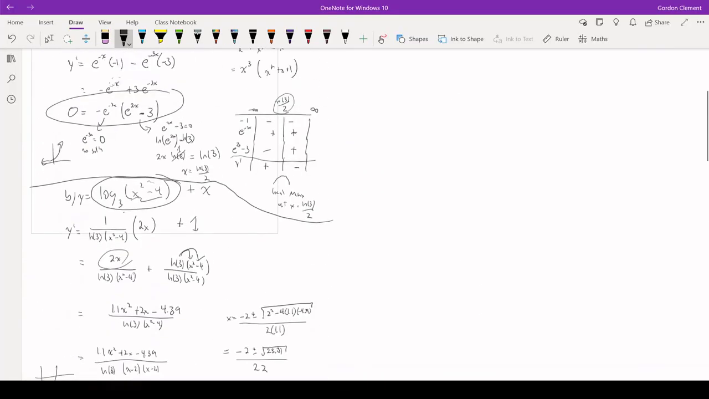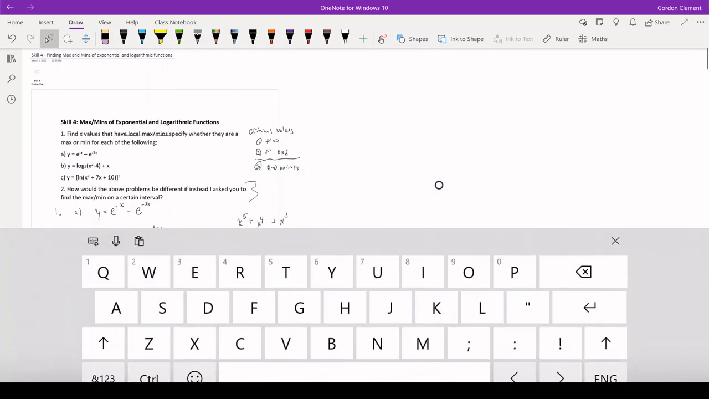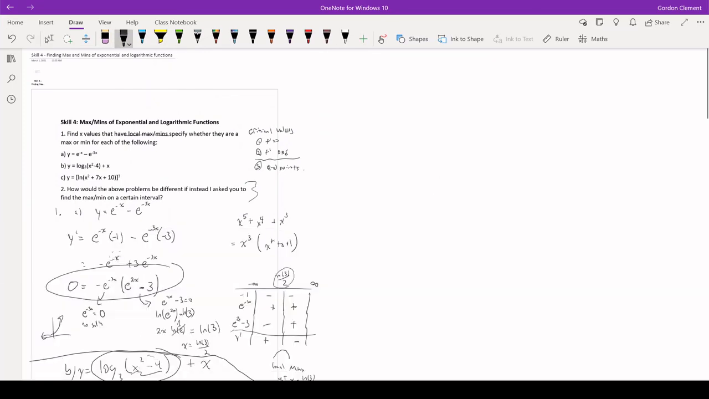Question 2 then says, how would the above problems be different if we gave you an interval instead? If you're given an interval, you wouldn't be doing the factor table at all. You would just be plugging in your key points that you found, so the log 3 over 2 or whatever, and the 2 endpoints, because those will now be in your critical values. So you'd plug all those things in. The biggest answer would be your max on the interval. The smallest answer would be your min on the interval. Remember, you're plugging into the original function on all of them. So that's how that's different.